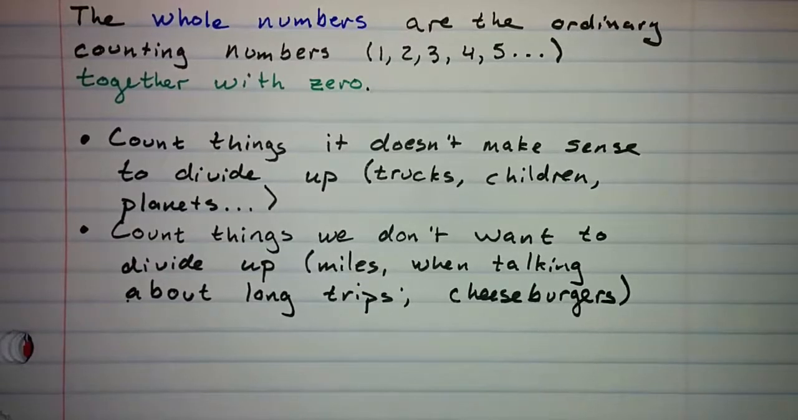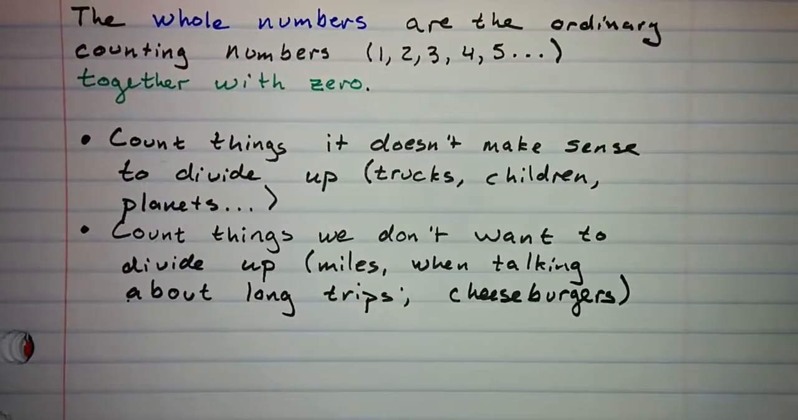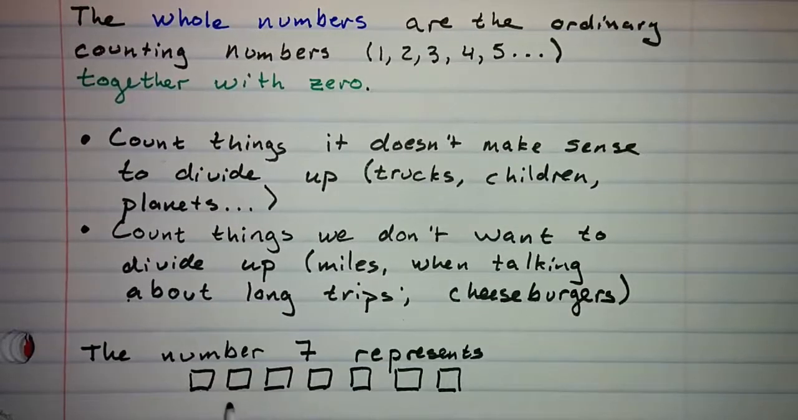of a cheeseburger. Now, there are a number of understandings of the whole numbers we're going to use. The first one we're going to use is this counting understanding. So we'll understand the number 7, for example, represents 7 things. We might draw little boxes. We might think of it as 7 clocks, 7 ornithopters. It doesn't matter, at least for the moment.